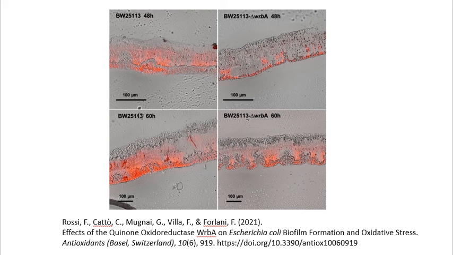Through reading of enrichment publications, I found that WRBA plays a role in biofilm formation. Bacteria will form biofilms in order to protect themselves by limiting penetration of ultraviolet radiation, oxidative stress, drugs, and temperature fluctuations. The image shown here is from a publication by Rossi et al. showing the difference in biofilm formation from a regular E. coli and a WRBA deleted mutant. This publication identified that WRBA deleted mutants form thinner biofilms than their normal counterparts.